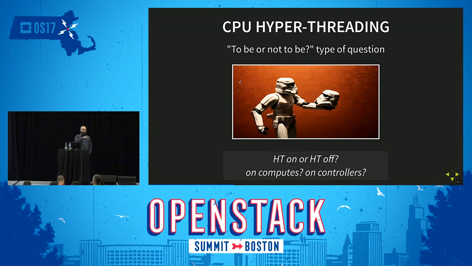So I was saying that hyper-threading might actually be somehow guilty of this weird behavior, where I saw fewer than 24 actively running processes, okay? And there's also this question: to be or not to be, enable the hyper-threading or not. And if you want to enable it, do you want to enable it on the controller or maybe on the compute, or what are the implications and so on, okay?